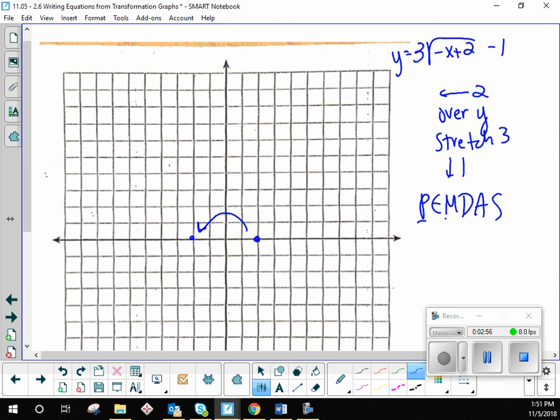And then you take care of multiplication next, which is the times 3. So a stretch by 3. And you take care of addition or subtraction last, which is that -1, so down 1.